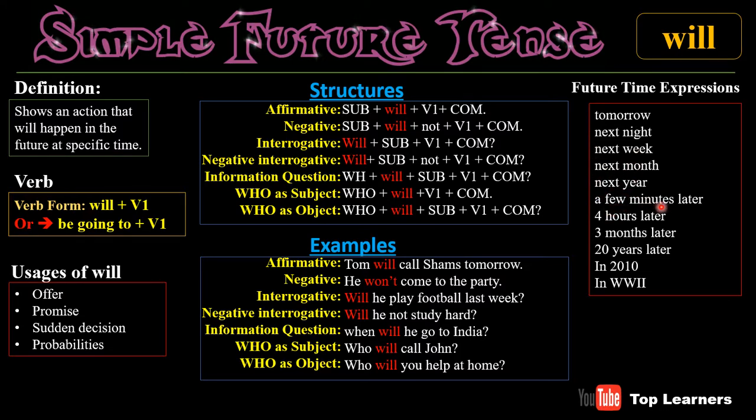We also have something like later, like a few minutes later, 4 hours later, 3 months later, 20 years later, and so on. Oh, again, there is a big mistake here. It might be in 2025. That is incorrect, okay? It should not be in 2010, it should be in 2025. And also, we can say it's done. World War II is past. We should say in World War III, for example.